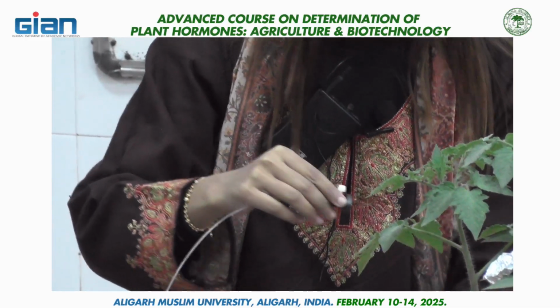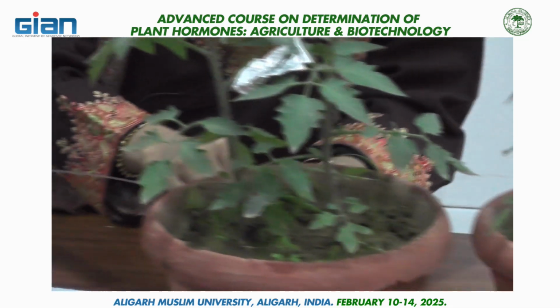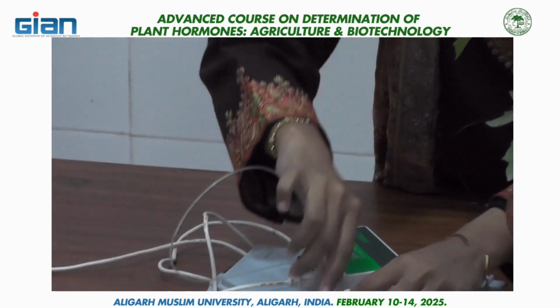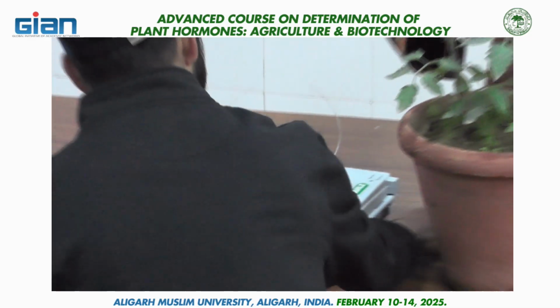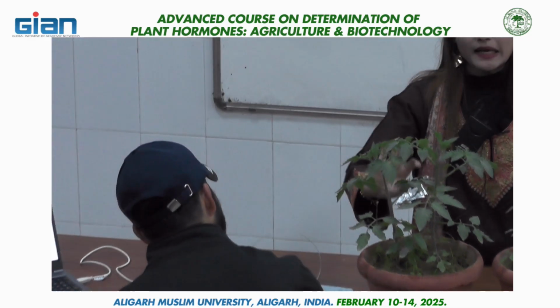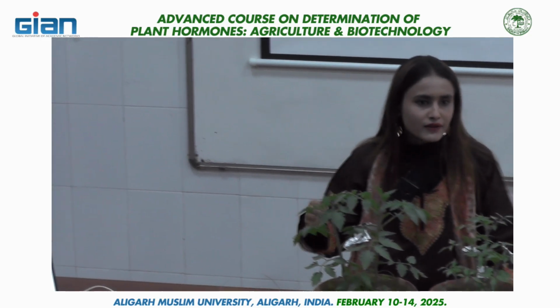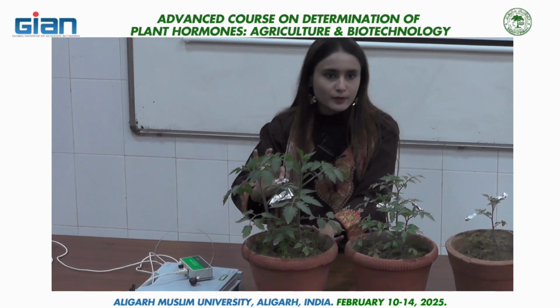Very meticulously, you just have to close it. Now, what are dark adapted samples and what are light adapted samples? Basically, we have covered our leaves 30 or 45 hours prior to experimentation. We have to cover our leaves with foil paper.